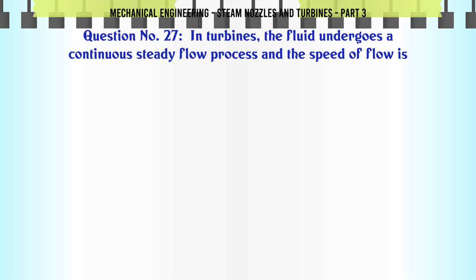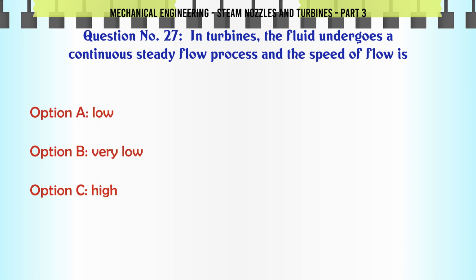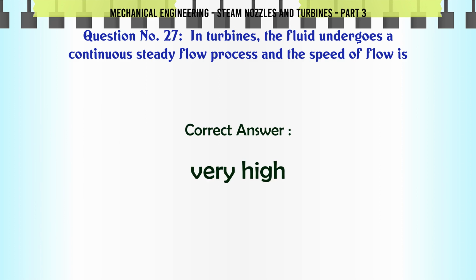In turbines, the fluid undergoes a continuous steady flow process and the speed of flow is A. low, B. very low, C. high, D. very high. The correct answer is very high.